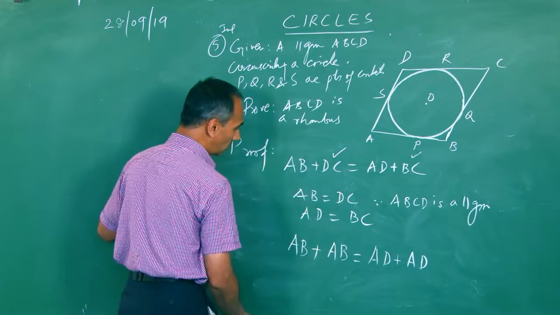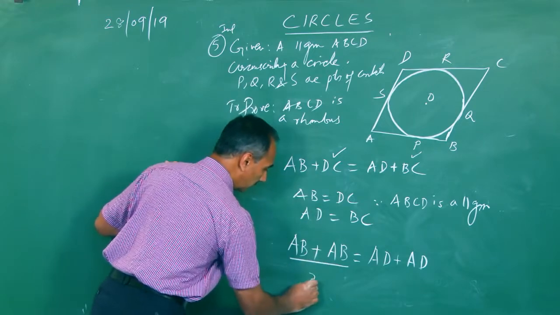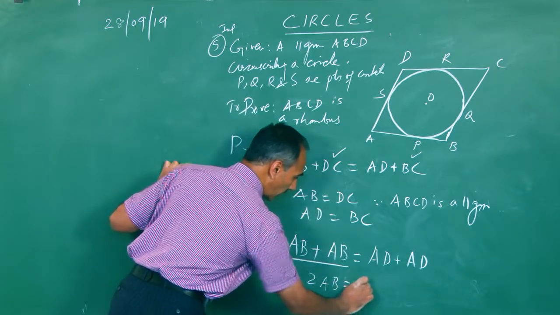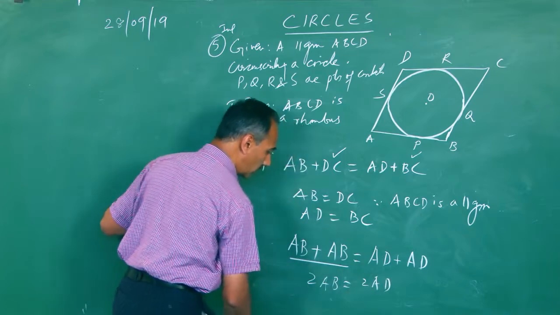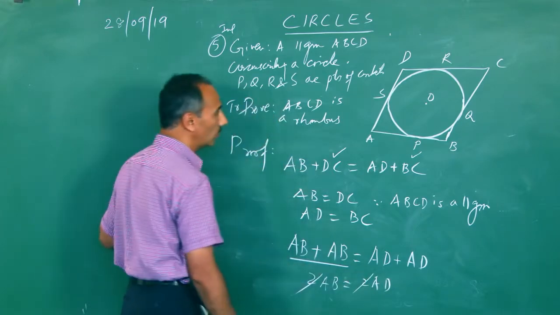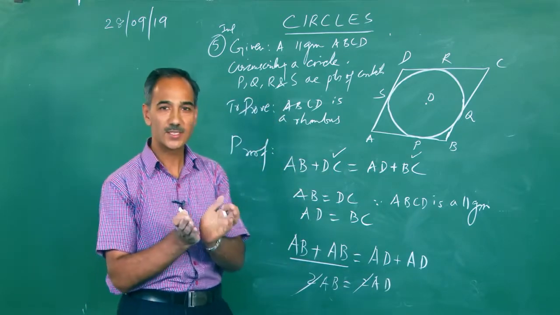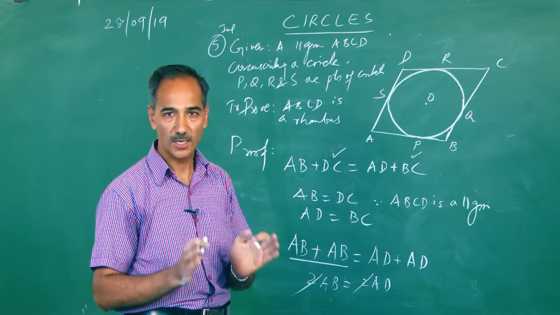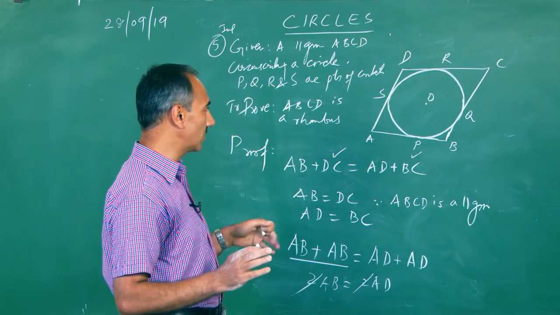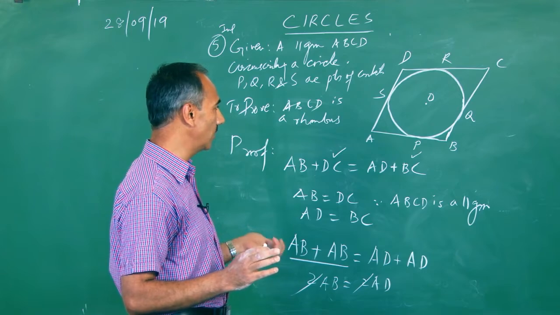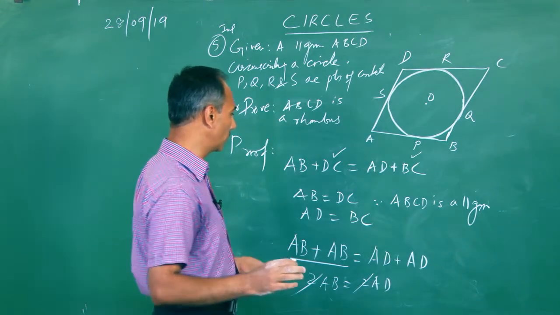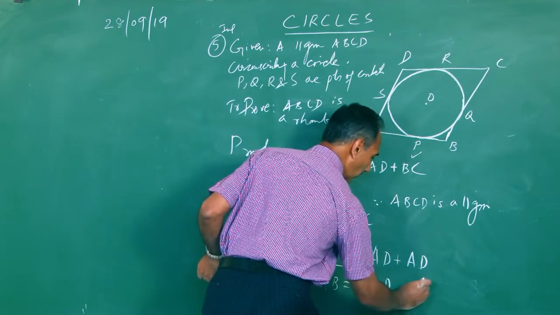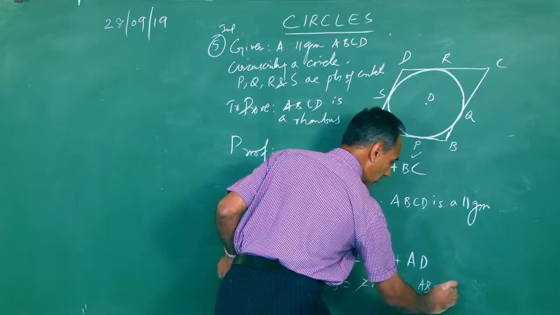Now in this situation, what do you have? You have twice AB, and this is twice AD. Dividing both sides by 2, you get AB equal to AD. Two adjacent sides equal. That makes ABCD a rhombus. Understood? So a parallelogram that circumscribes a circle has to be a rhombus. Therefore, you could conclude, ABCD is a rhombus.